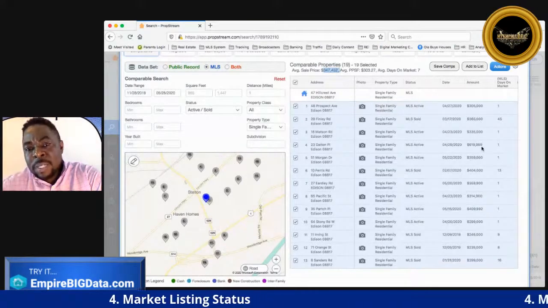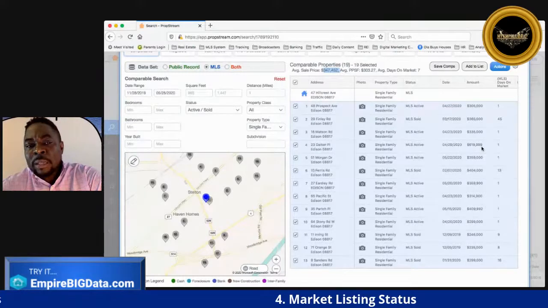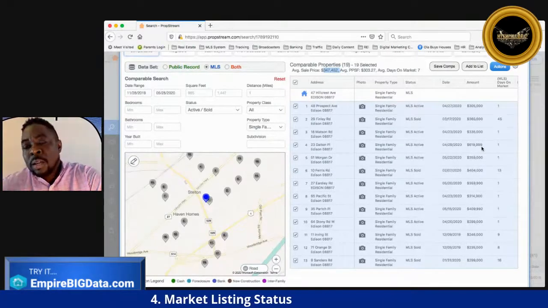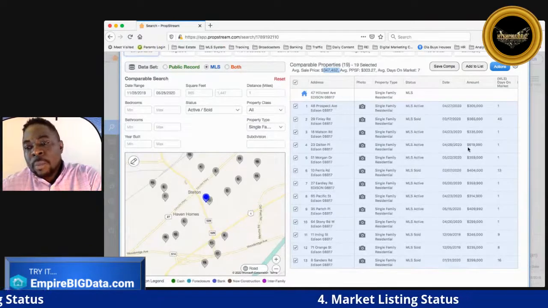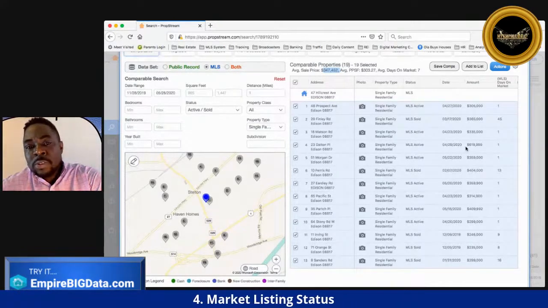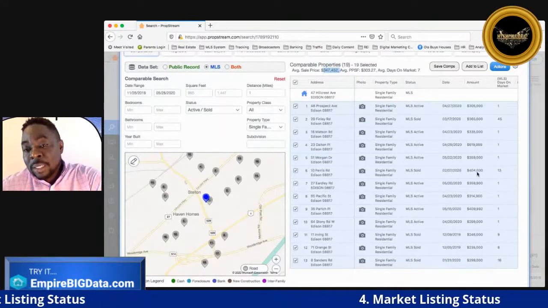But yet there's somebody trying to sell a property for $619,000. Are they delusional? Not necessarily. It may just be a very brand new house. Again, I'm not looking into those details unless I have to, okay? It may be a bigger house. It may be a brand new construction. Who knows, right?